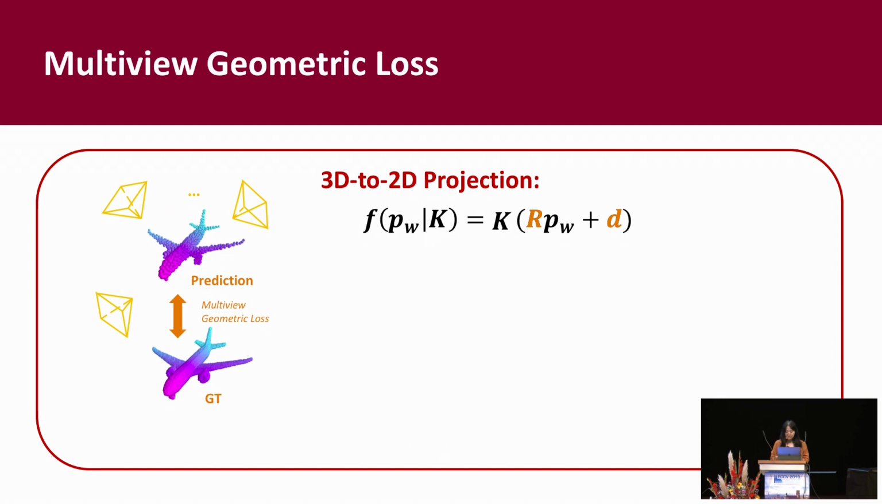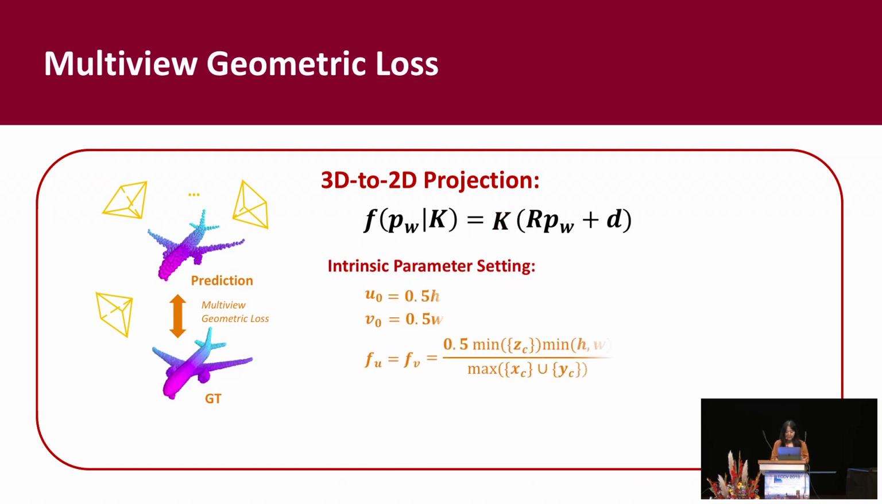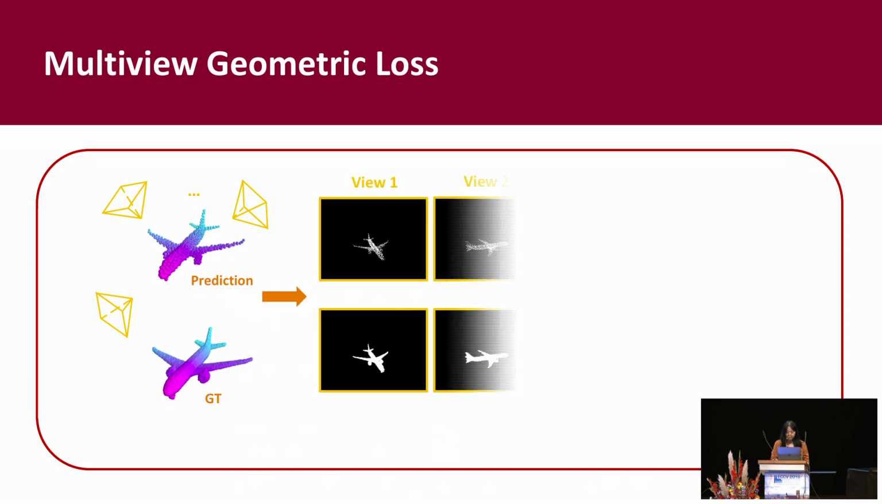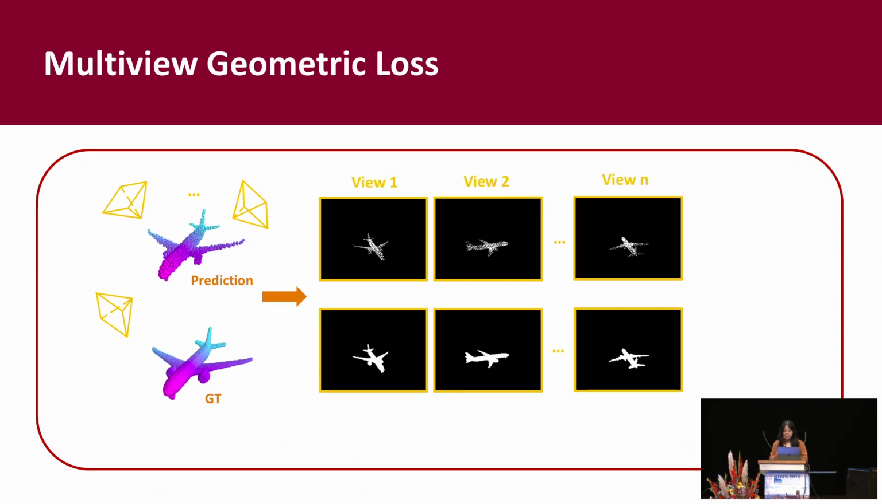R and D here represent the rotation and translation parameters of the camera regarding the world coordinate. We change R and D for changing the camera view. K is the camera intrinsic matrix. The intrinsic parameters of our artificially created view camera are well set to guarantee that the object is completely included in the image plane. We synthesize view-related images according to the projection function and then consider their geometric consistency.